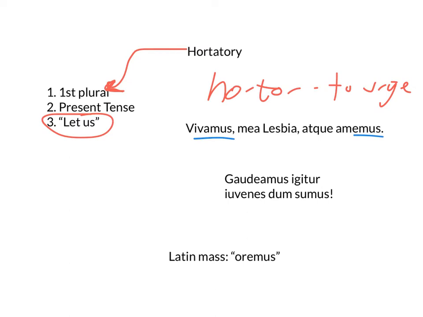You notice it is not saying we are living, Lesbia, and we are loving. That would be awkward, it would be weird. It's not poetic. The tone is way different. He's trying to urge some kind of Epicurean lifestyle. And so he starts off with let us live and let us love. I think that mood is very key there. So anyway, that's the first one that I always think of, the hortatory.